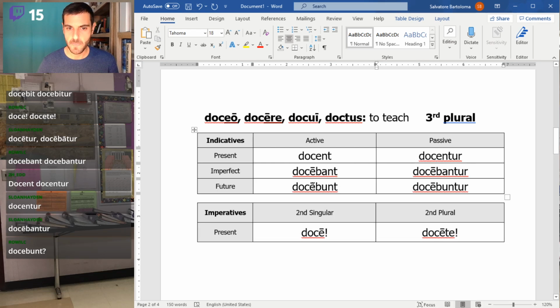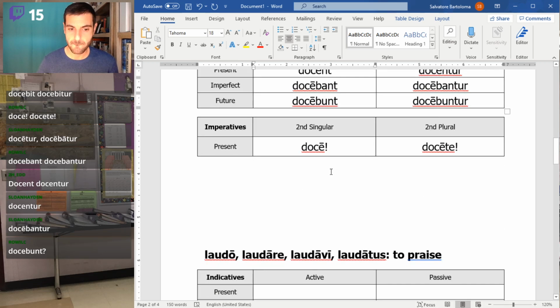Okay? So there's second conjugation, and again, just as easily, I could change all these NTs to S and ris. I could change it to T and tur. I could change it to mus and mur. As long as you know your endings, you just switch them out.